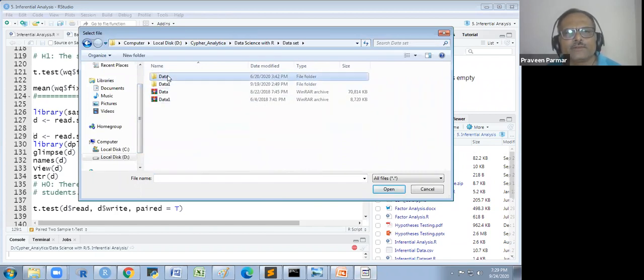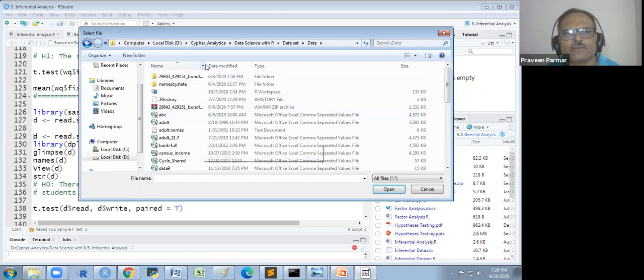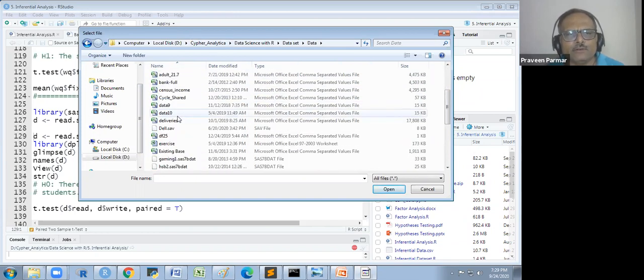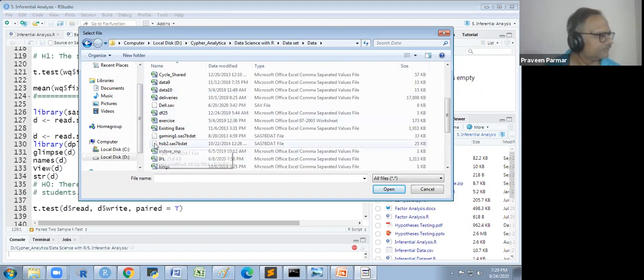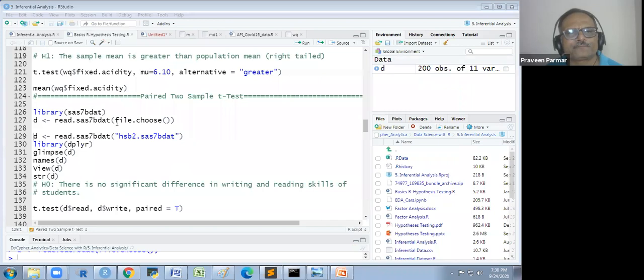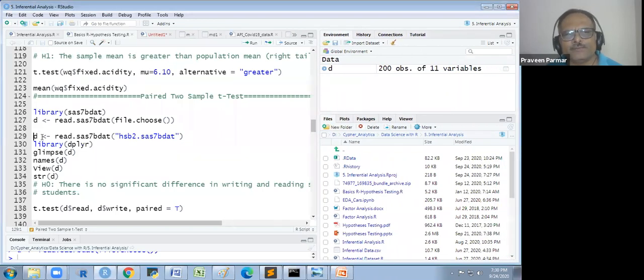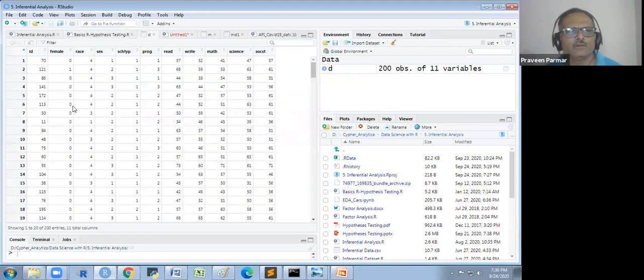This is in the data set SAS file. I will see it is an HBS. This is the file I want here. So I have given the object name D, and there are 200 observations and 11 variables, and I will show you the variables.